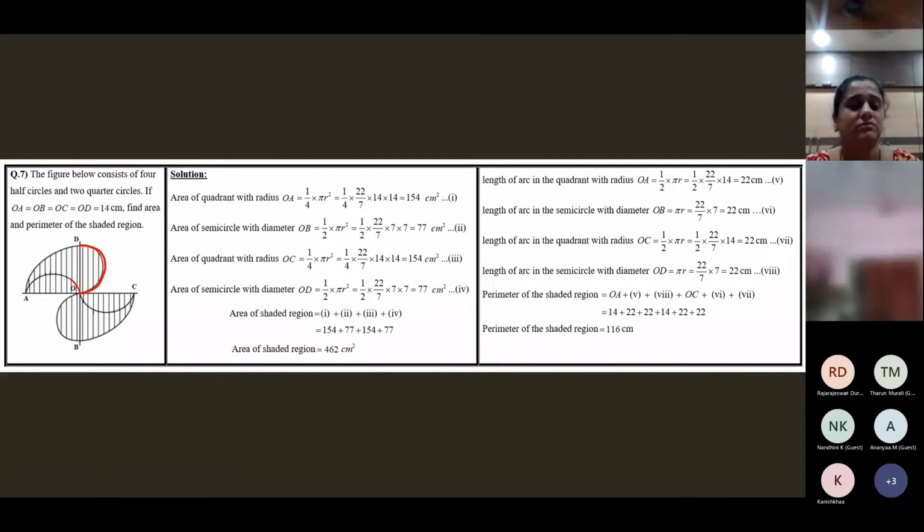4 half circles, meaning semicircles. Semicircle, semicircle, semicircle, semicircle. 2 quarter circles: 1 quarter circle, the other quarter circle. So this figure is made up of 4 semicircles and 2 quadrants. Now see here. OA, OB, OC, OD, all are equal to 14 centimeters. Find the area and perimeter of the shaded region.